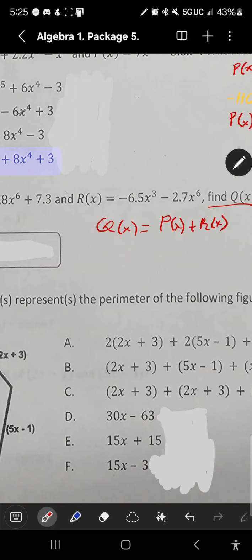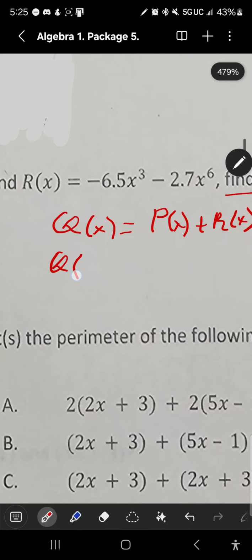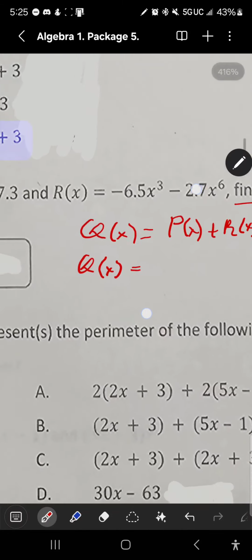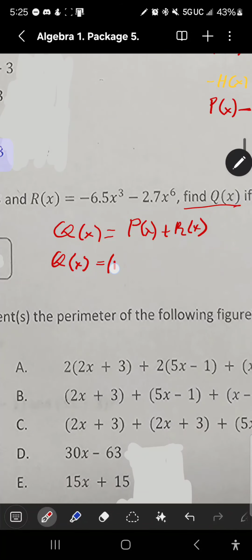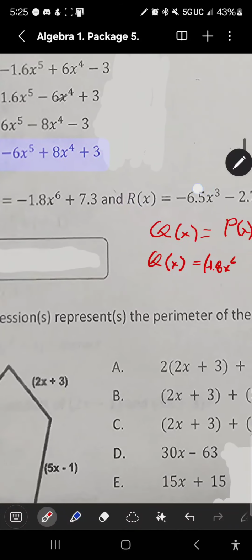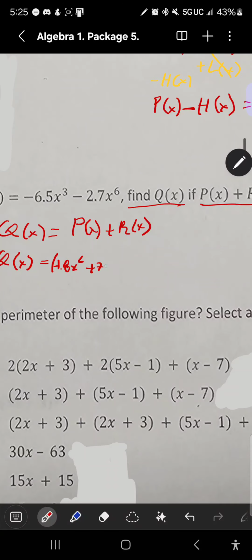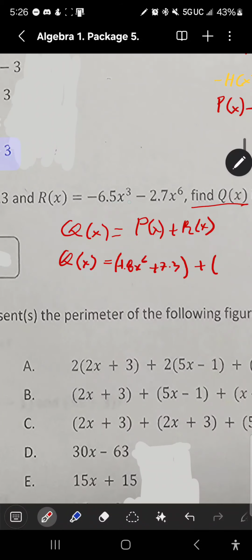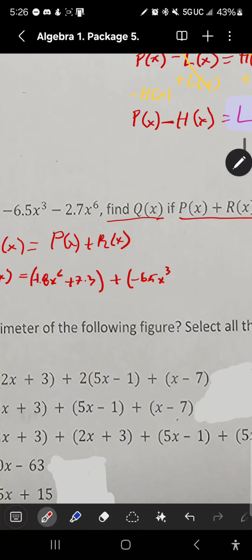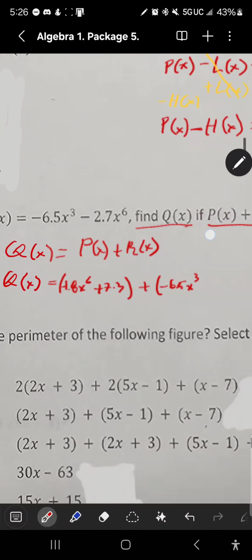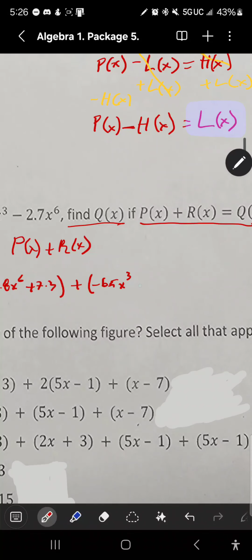Therefore Q is going to be equal to P, which is negative 1.8x to the 6 plus 3, 7.3. Now R, so plus R is going to be negative 6.5x to the 3, minus 2.7x to the 6.